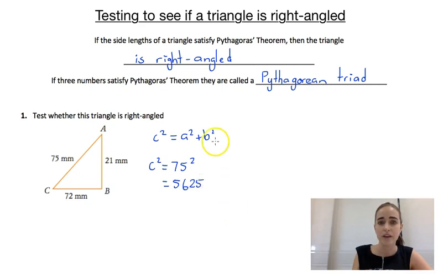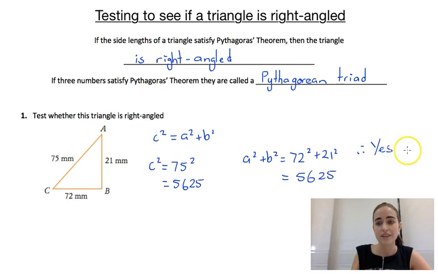5,625. Now, if we have a look at the other side, our a squared plus b squared, that's going to be our 72 squared plus 21 squared. And it wouldn't matter if you had those the other way around. And if you put that in your calculator, you're also going to end up with 5,625. So therefore, we can write, yes, it is a right-angled triangle.